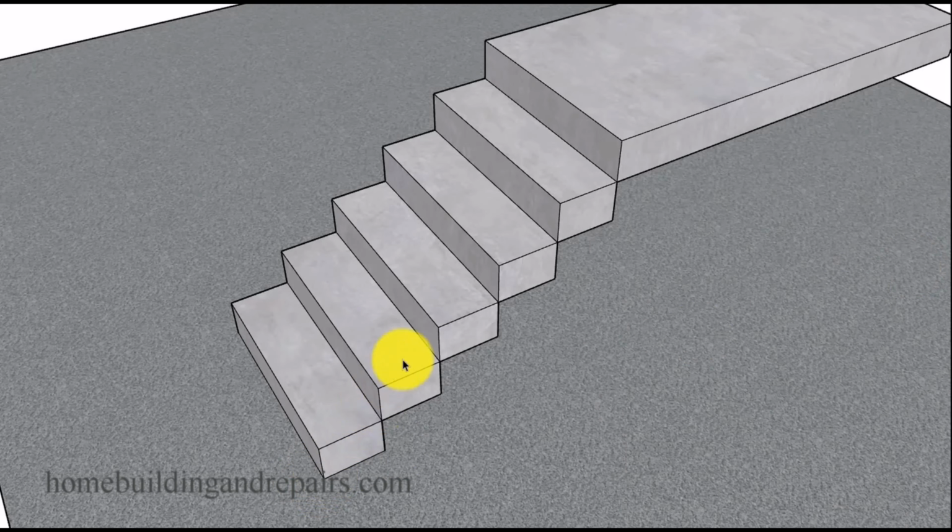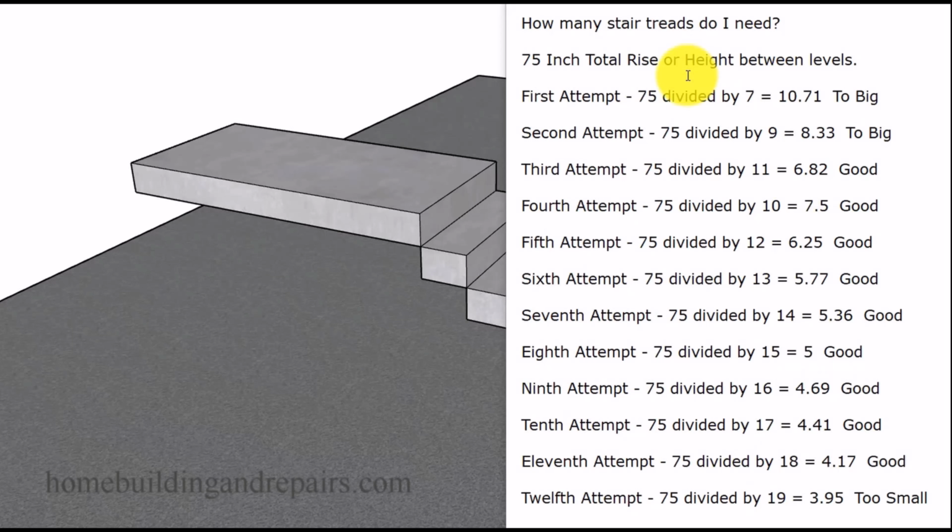So basically all I'm suggesting here, and this isn't that difficult to do, is just start dividing numbers into your overall total rise. And I'm going to start with my first attempt here by using the number 7. And if I do that, I divide 7 into 75, I get 10.71. That's too big. Remember, our maximum vertical riser height that we're shooting for is going to be 7 3/4 most of the time. Second attempt, I'm going to increase this number by 2.